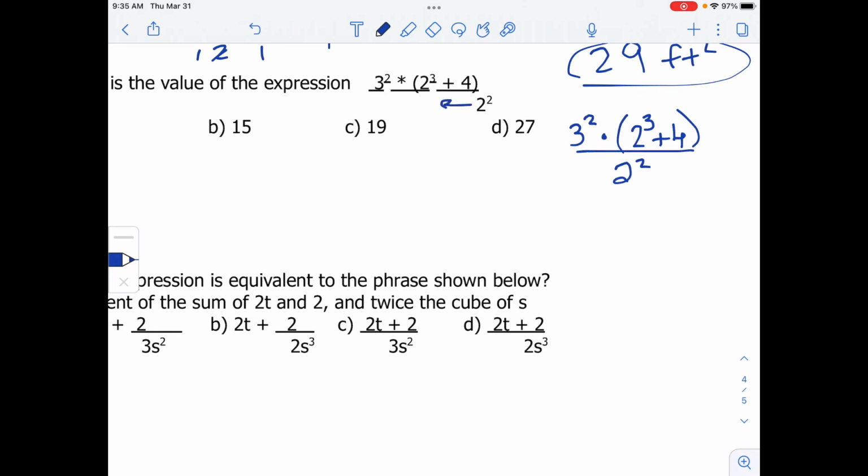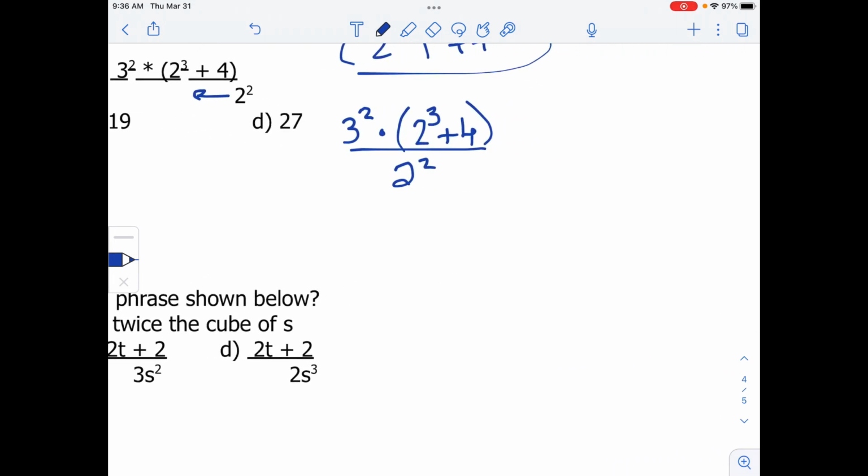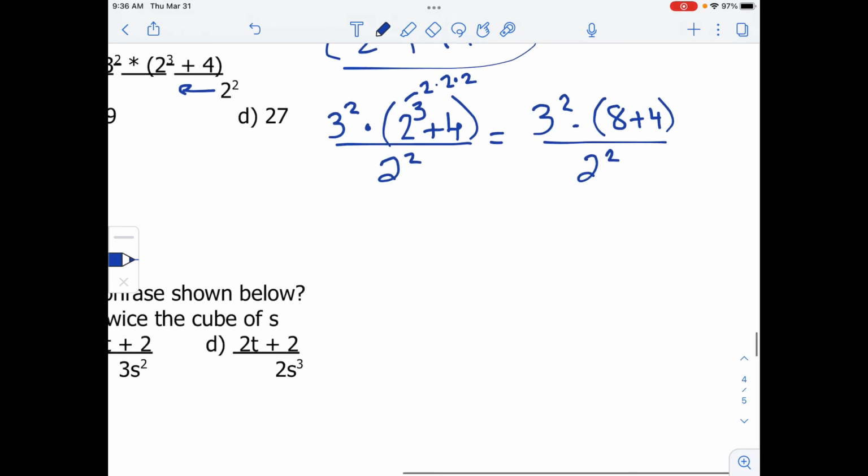All right, inside the parentheses, we want to clear those first. So I'm going to keep my exponents on the outside the same. 2 to the third power is 2 times 2 times 2. That's 8. Everything else is going to stay the same. I can't move over anymore. Again, inside the parentheses, we've got 3 squared times 12. 8 plus 4 is 12. And then 2 squared. All right, so we've cleared the operations inside the parentheses.